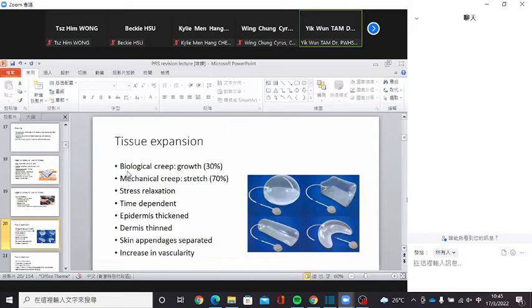Then moving on, the next step on the reconstruction ladder is what we call tissue expansion. The diagram shows various kinds of tissue expanders. It is a medical device inserted into the subcutaneous layer, and then we will do regular injection to inflate it.